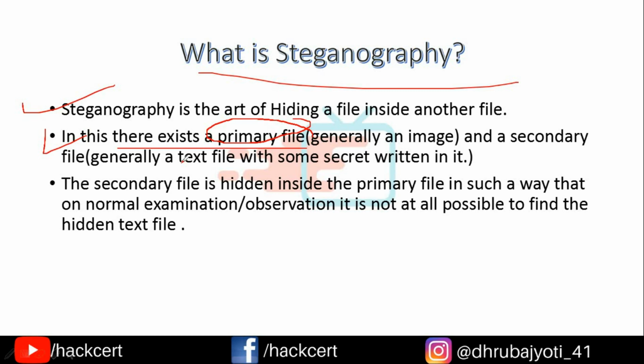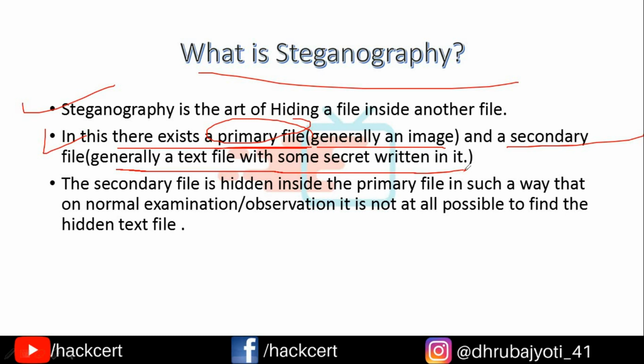So there exists a primary file, generally an image, and a secondary file, generally a text file with some secret written in it. Let's say someone's phone number, or maybe the password of a service, and you will basically hide that text file with the secret written in it inside an image.